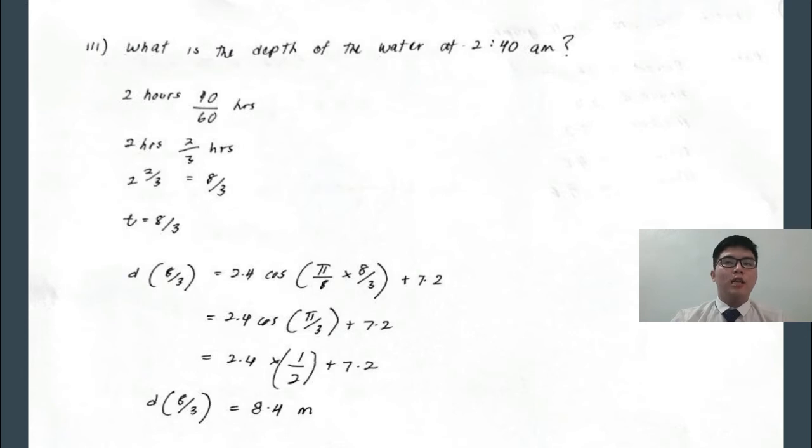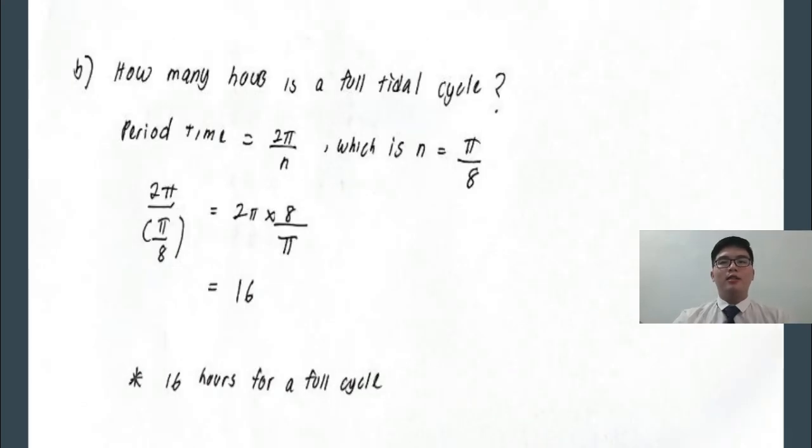So at 2:40 a.m. means that you have to convert the time into a fraction. So we convert the time, and we get the time is equal to 8 over 3. So we substitute t equals 8 over 3 inside the equation, so we get 2.4 cos pi over 8 times 8 over 3 plus 7.2, and we get that the depth at 2:40 a.m. is 8.4 meters.